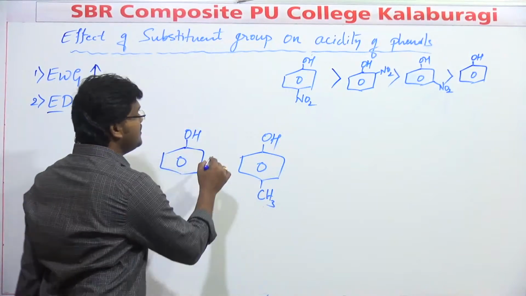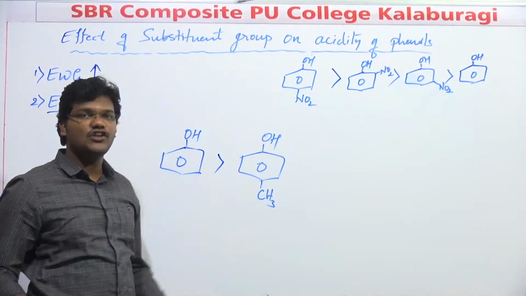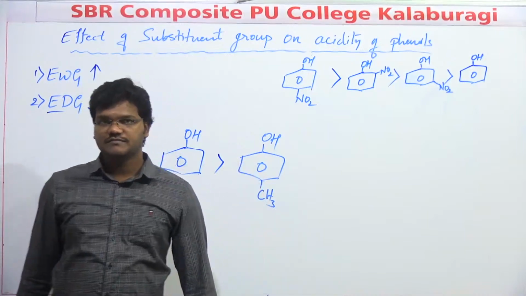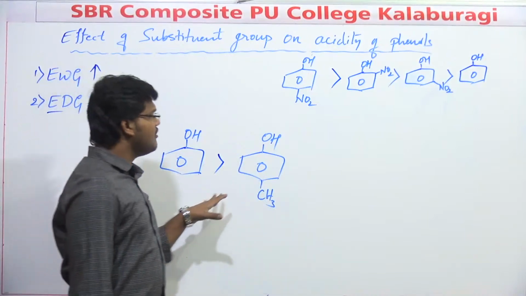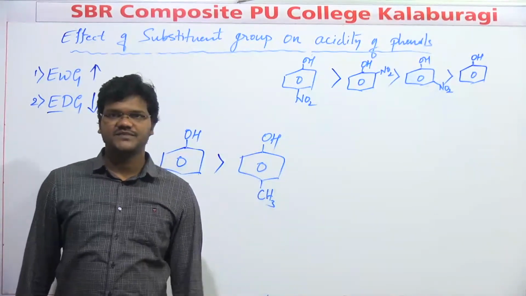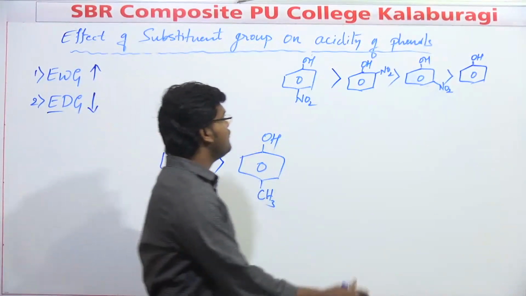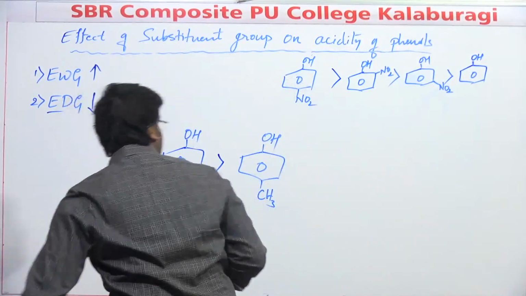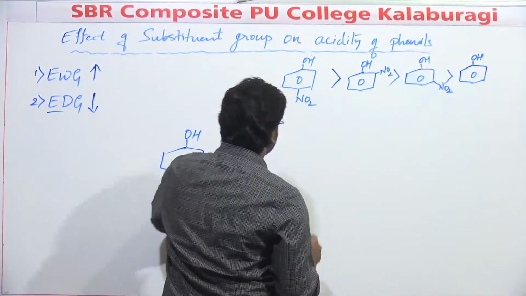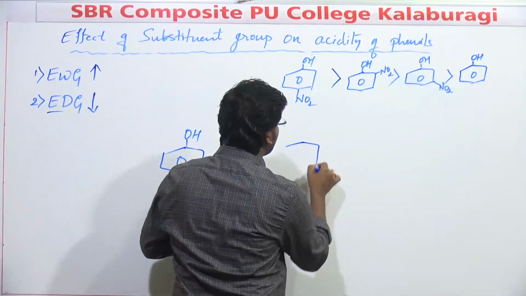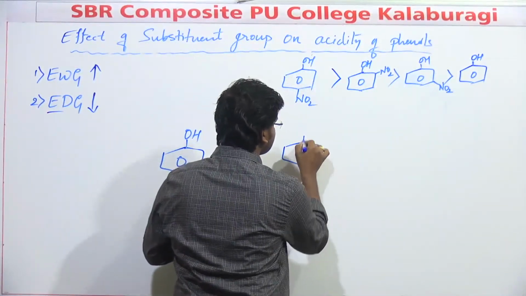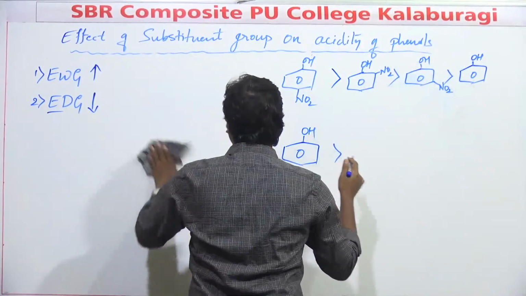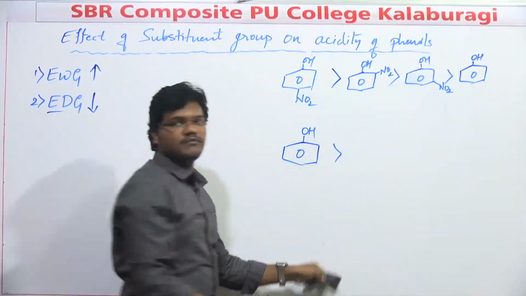So that is why phenols are more acidic compared to the cresols. Compared to cresols, phenols are more acidic. Clear? One point is clear. Now I will write phenol over here, in this order. Phenol is more acidic compared to cresol. So let's see which cresol will come first, which will come next.